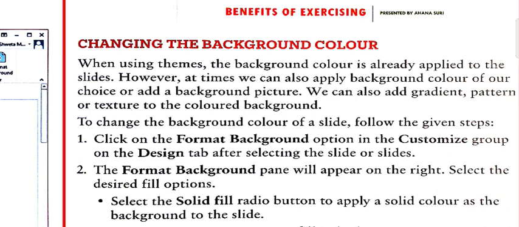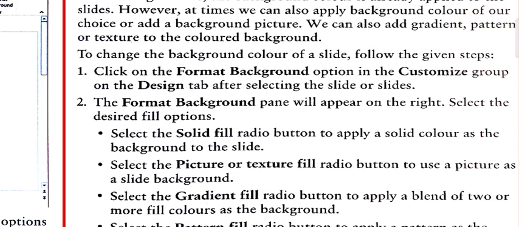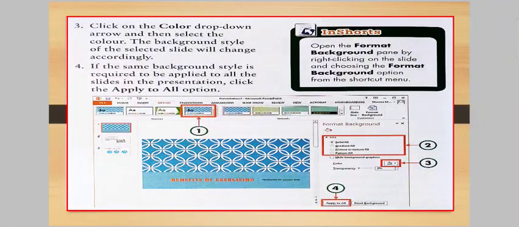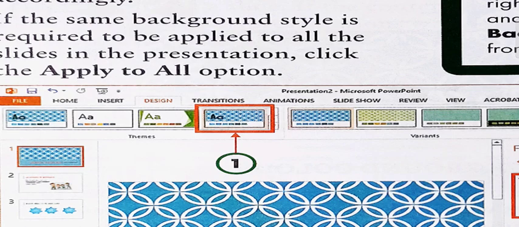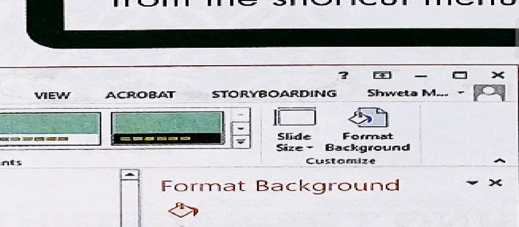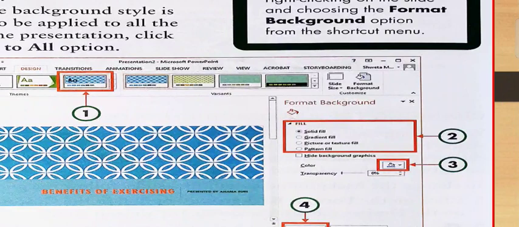If you want to change the background color, then you need to follow some steps. The first step is to click on the format background option in the customize group on the design tab after selecting the slide or slides. To understand the steps I can show you the picture. This is the design tab, and after that you need to click on format background. When you click on the format background option, a new window will appear like this.